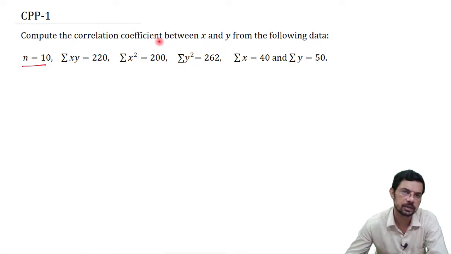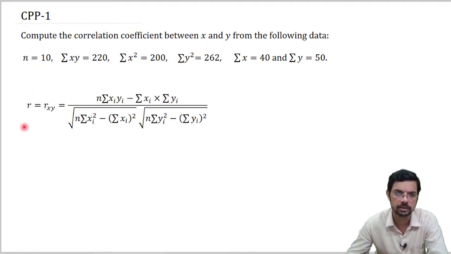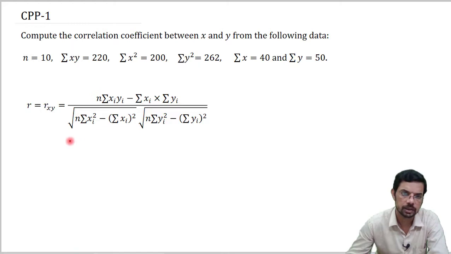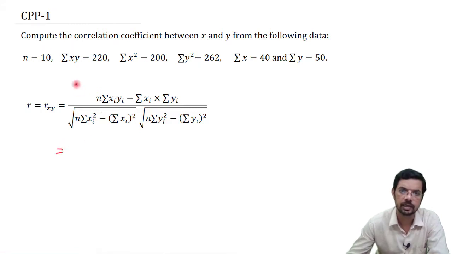Now, what we need to find is r. Okay, what is the formula to find r? The formula to find r is rxy is equal to n into sigma xi yi minus sigma xi into sigma yi divided by root of these values. Okay, so let us try to put the values and calculate.